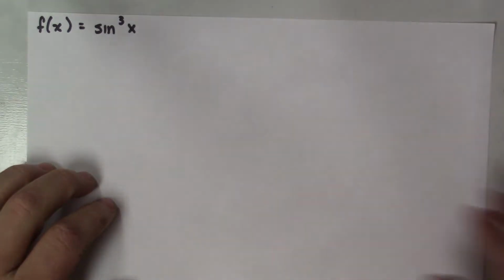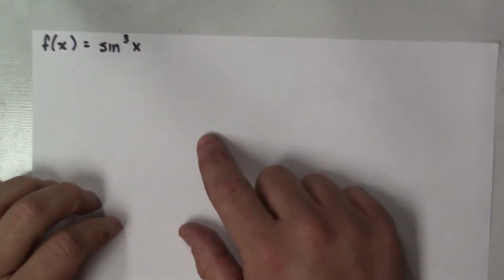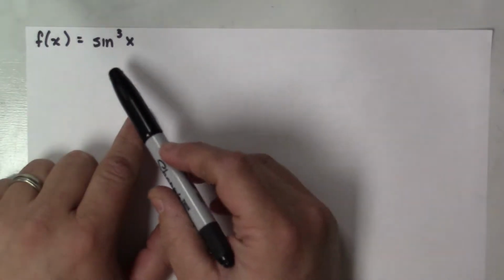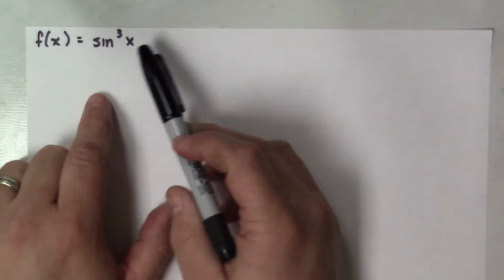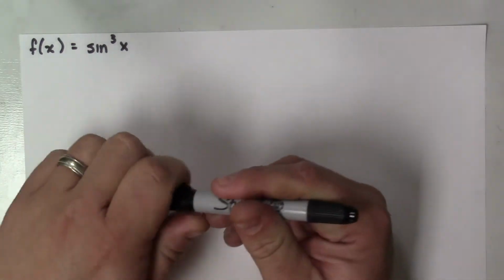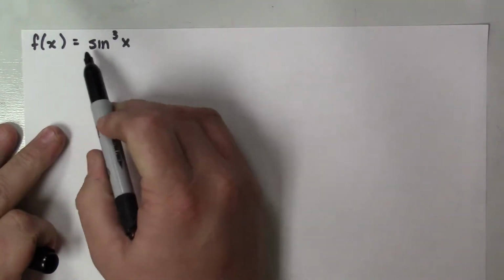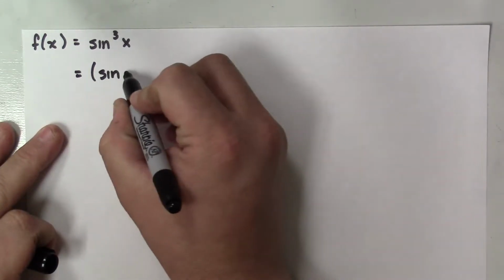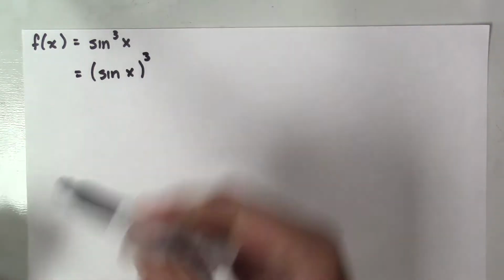This video is going to focus on using the chain rule to find derivatives of really wonky trig functions. So, the first thing I have to do is figure out where the cube is happening. Is the cube inside the sine or is the cube outside the sine? Written like this, I'm actually saying that this is sine of x quantity cubed.